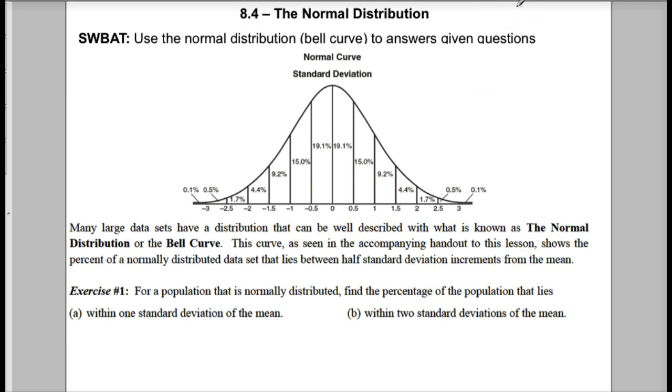So notice in the bottom here, it starts with 0. This 0 is actually your mean. And then it goes up by 0.5. So one standard deviation would be all the way here. That's one standard deviation above and one below. Each section has its own percentage. So 0.0 to 0.5, that's 19.1%. Each section is labeled with a percent. From 0.5 to 1 is 15%.